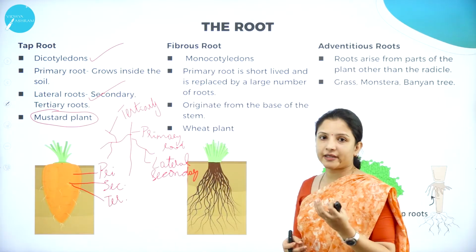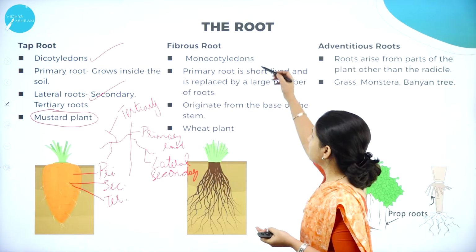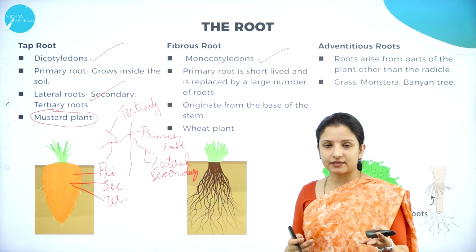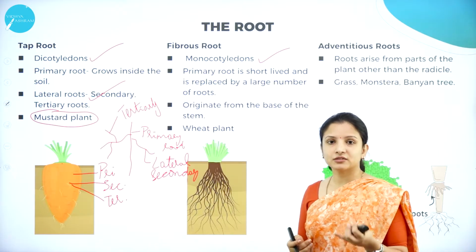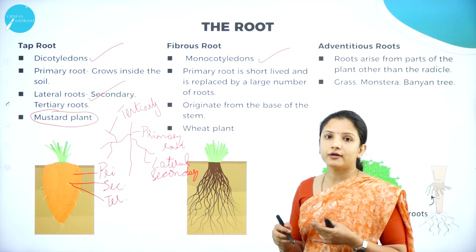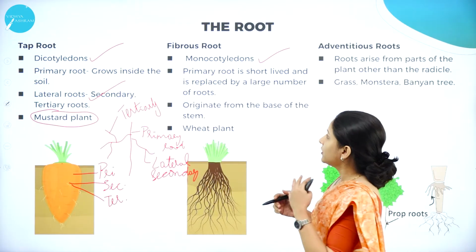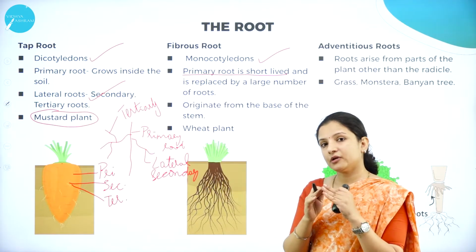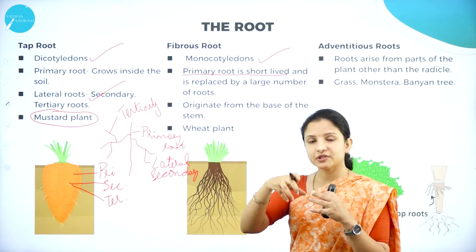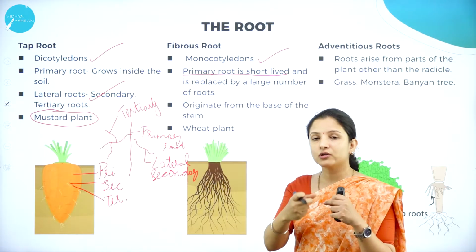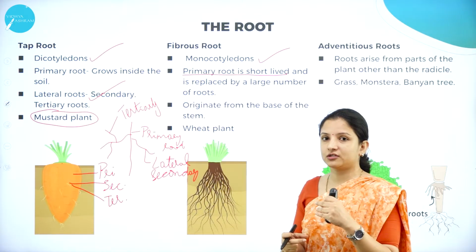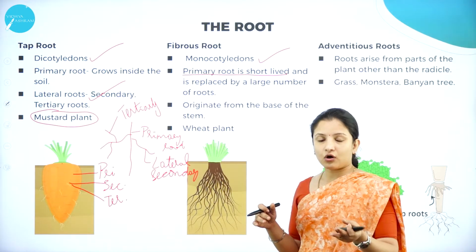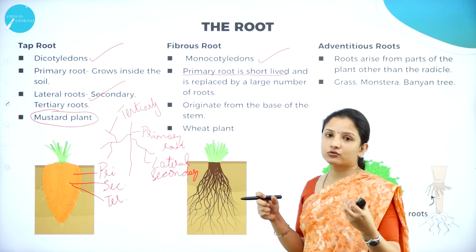Next, moving on to fibrous root. Fibrous roots are usually seen in monocotyledons. When I say monocotyledons, they can be grasses, wheat, rice, maize, all these. So usually in monocots, the fibrous root is seen. They have a primary root which is short-lived. Remember, what does the primary root help in? First, it helps in anchoring the plants because it is the main root that enters into the soil. First the primary root is formed, it will wither off or die, and then the lateral roots will start to form.